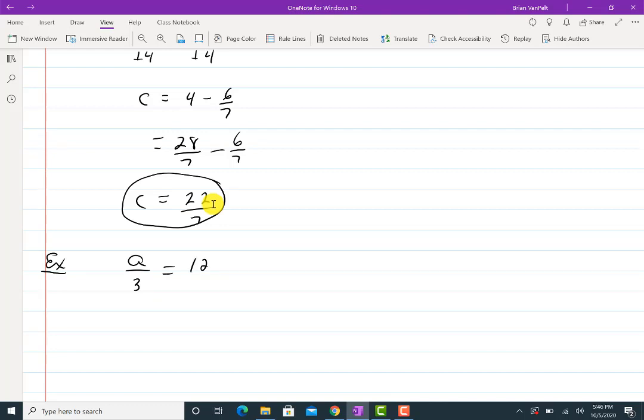If you see something like this, it's really simple. Since you divided by 3, multiply both sides by 3. On the one side, I'll make it 3 over 1, but on the other side, I'll just call it 3. That way those cancel, and I'm left with a equals 36.